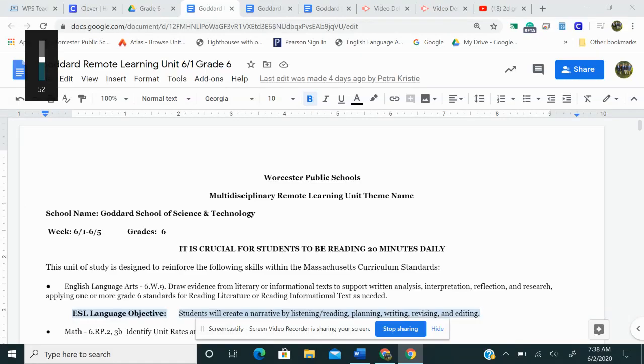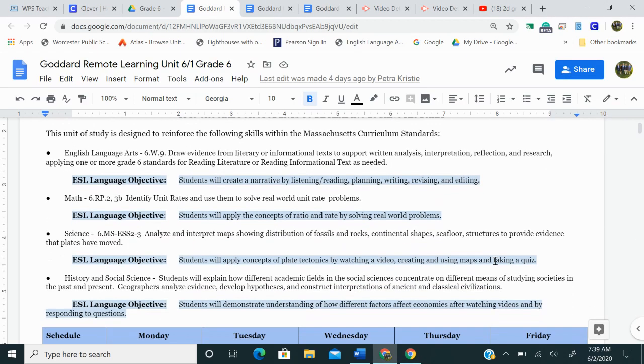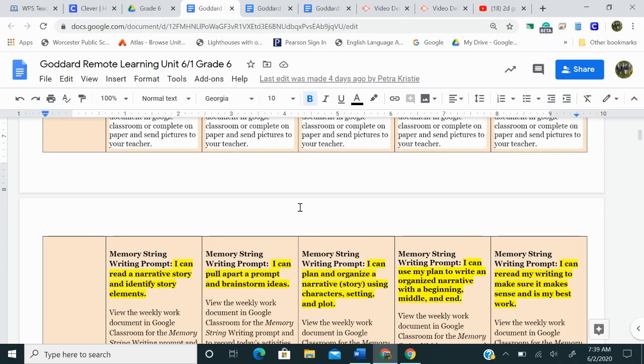Good morning, everybody. Today is Tuesday, and I am going to read the remote learning plan for today. So you're going to start out with ELA as usual, and you're going to continue with your memory string. Your objective today is I can pull apart a prompt and brainstorm ideas.